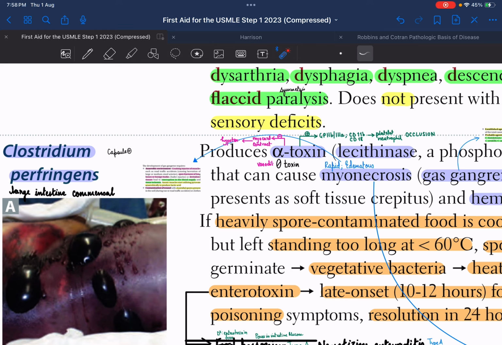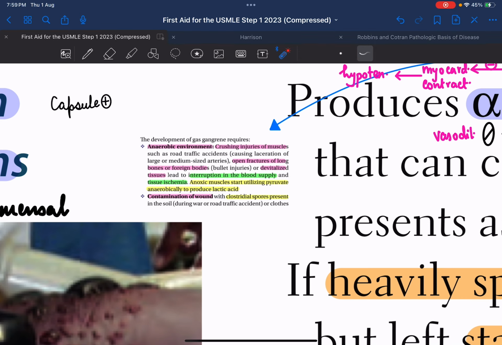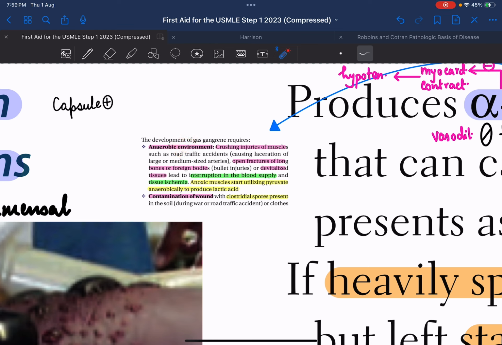Okay, and for an individual to contract myonecrosis or gas gangrene, some prerequisites are there. For example, since it is an anaerobic bacterium, there should be an anaerobic environment. And how will the anaerobic environment be provided? If there is crushing injury of muscles, for example in RTA, which causes laceration of arteries, or an open fracture of long bones, for example bullet injuries, or any devitalized tissue. Devitalized means cut off nerve supply and cut off blood. Okay, and next is contamination of the wound. Obviously just an anaerobic environment won't be enough, it needs to be contaminated by the clostridial spores.